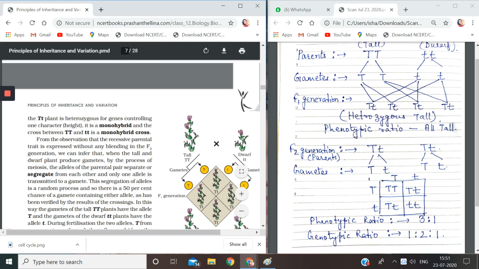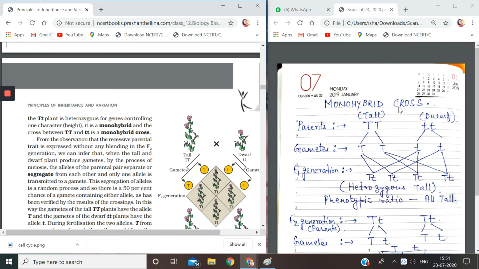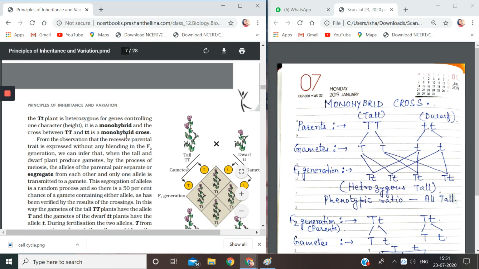Now why do we call it a monohybrid cross? Why are we naming this a monohybrid cross, children? Because we are discussing only one trait here. Which trait? The trait is height. So this is a monohybrid cross. We are not bothered about the other traits. Here we are discussing only one trait. So this is a monohybrid cross.